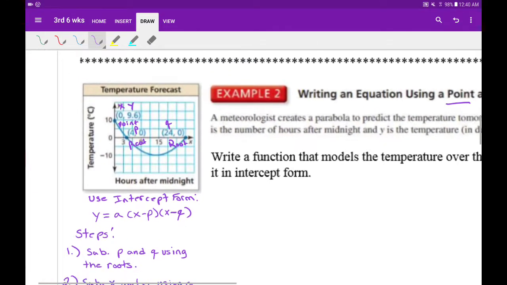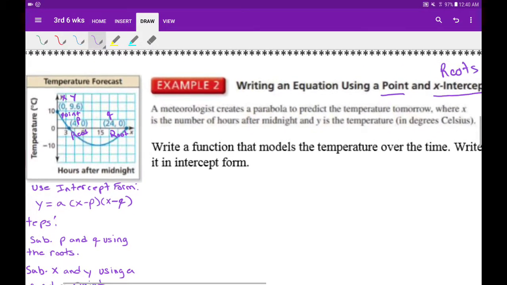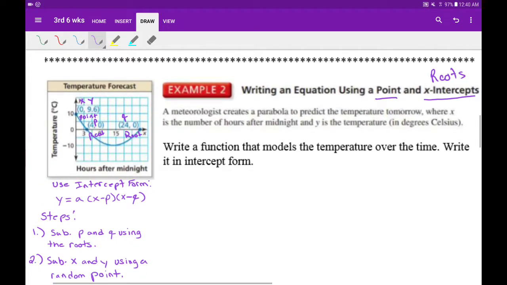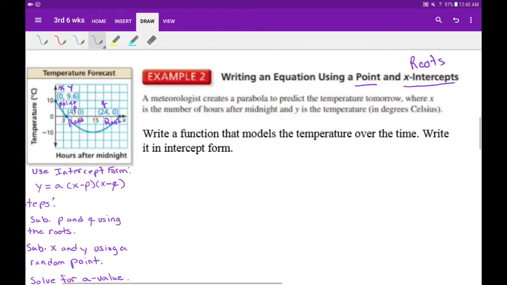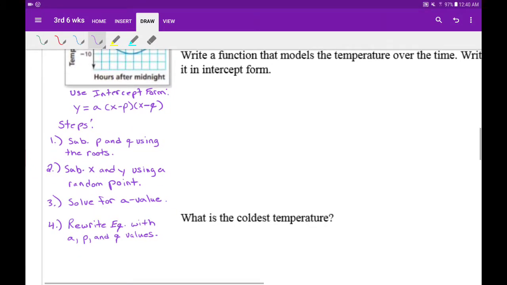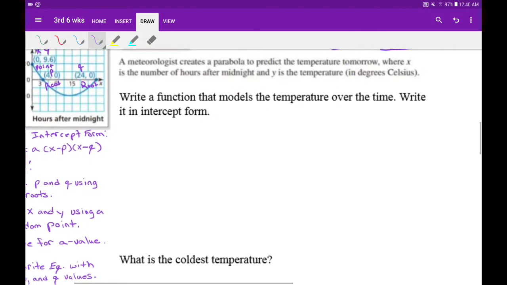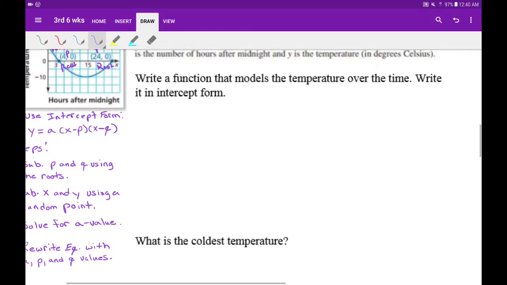Since we have the roots, it makes no sense to use vertex form. We're going to use the form that gives us the roots, and that is the intercept form. The steps are very similar, except we're going to substitute numbers for P and Q, and X and Y come from the random point. We put all those numbers in, solve for the A value, then rewrite the equation with the A, P, and Q values in it. Let's go ahead and do that.